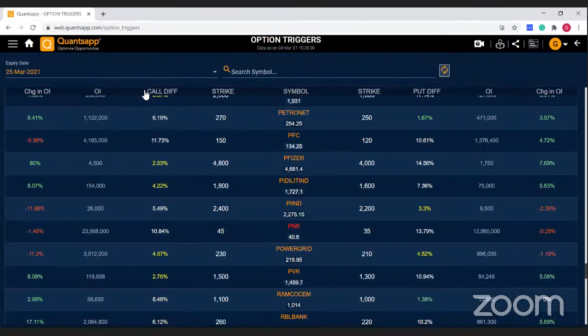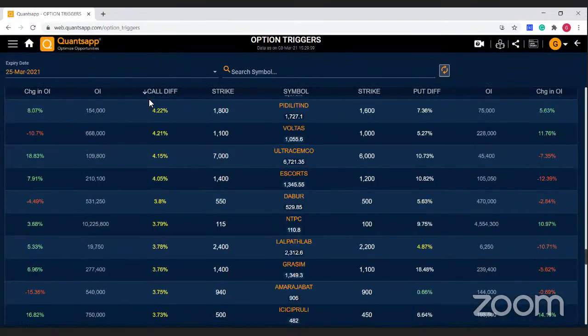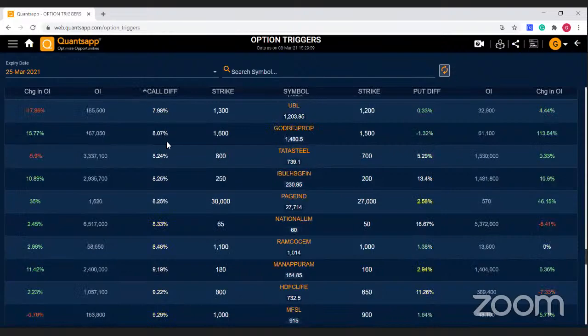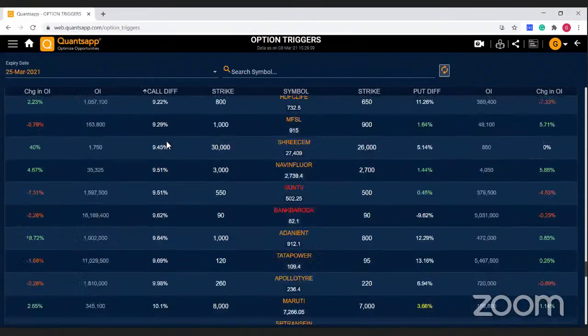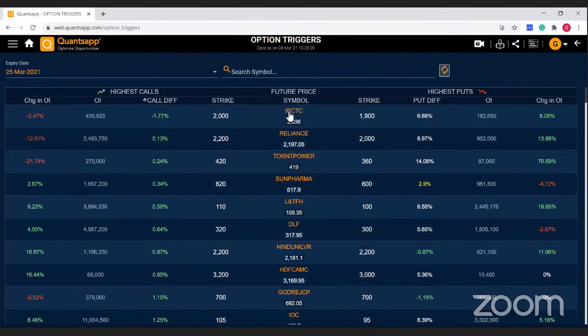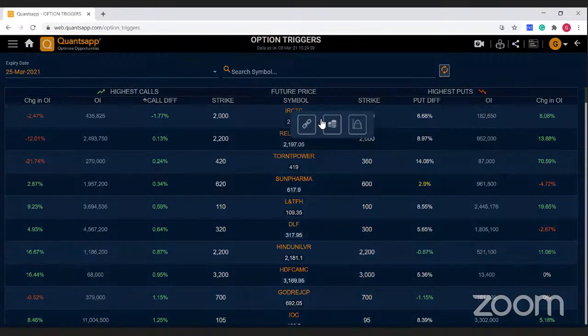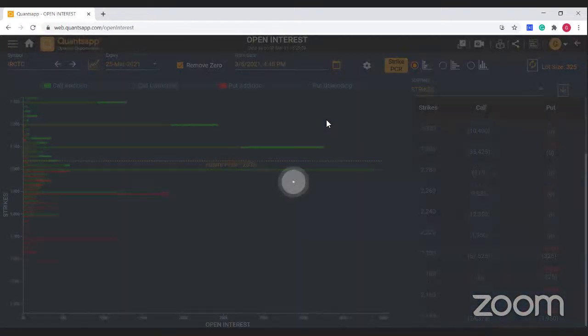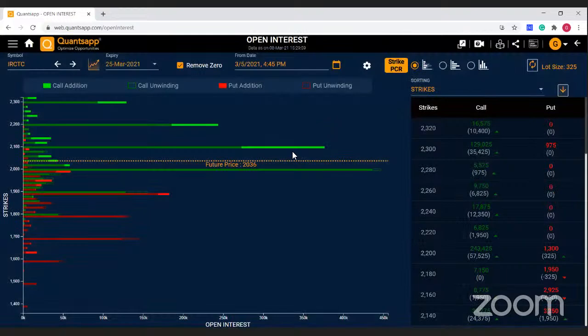So we'll go and sort it out with the highest call difference. So this is IRCTC. Mr. Anjan, what he is asking, will all participants be clear with this? So I think this is the situation you are asking for.